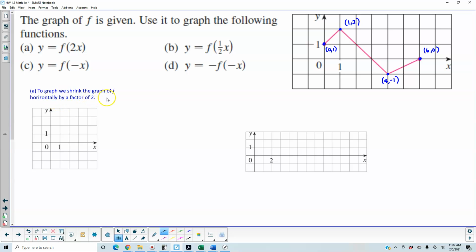To graph y = f(2x), we shrink the graph of f horizontally by a factor of 2. So what that means is, if we look at the ordered pairs, we have (0, 1), (1, 2), (4, -1), and (6, 0). So what we need to do is multiply the x values by a factor of 1/2. So we're going to take 1/2 and multiply it by 0. And then we're going to take 1/2, multiply it by 1.